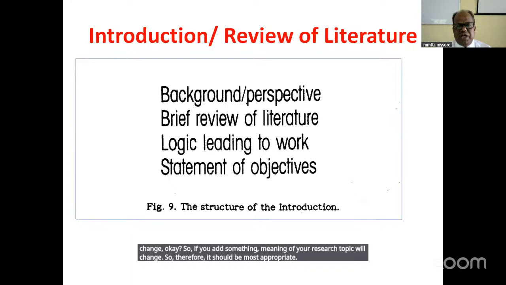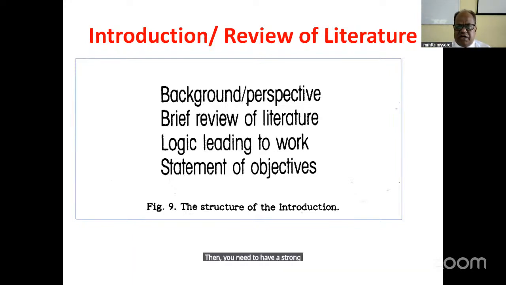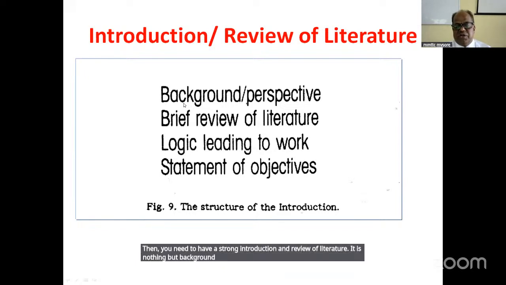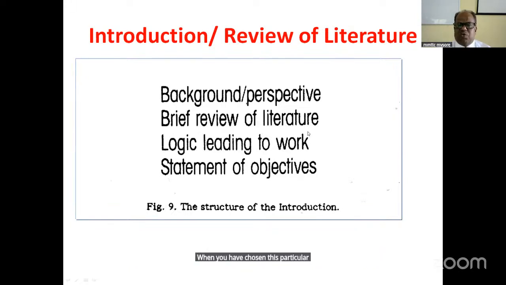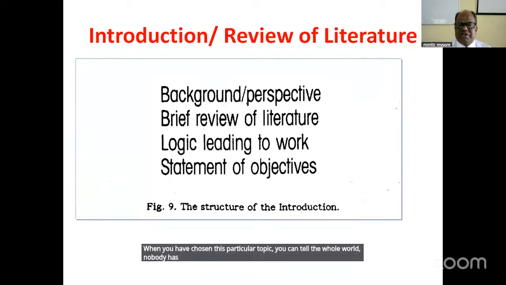Then you need to have a strong introduction and review of literature. It is nothing but background information. It gives you background information, perspective, a brief review of literature. Why have you chosen this particular topic? You can tell the whole world nobody has worked on this particular topic. Okay, it is very innovative. This is an important problem in Indian society. Okay, that I want to solve this particular problem. This is the logic I have, and based on this, I chose this particular topic.